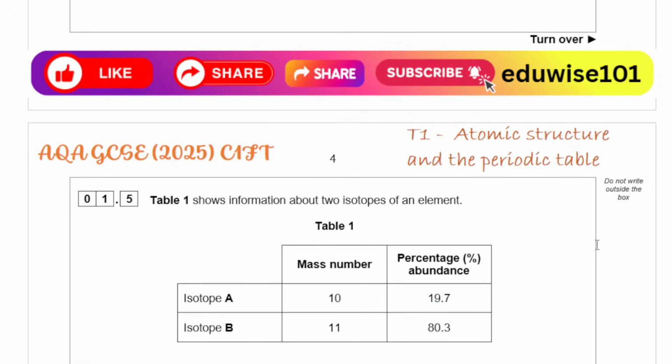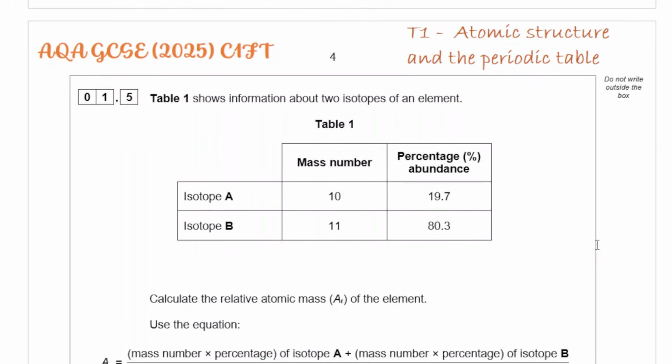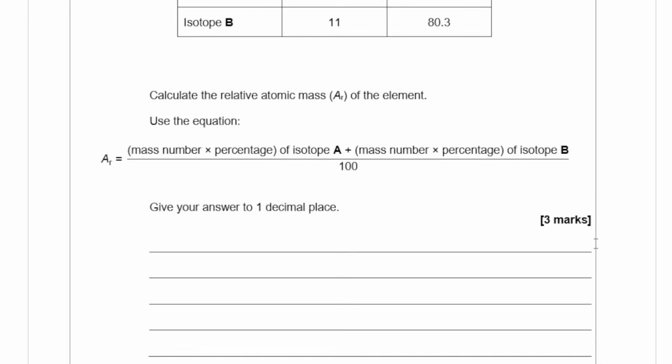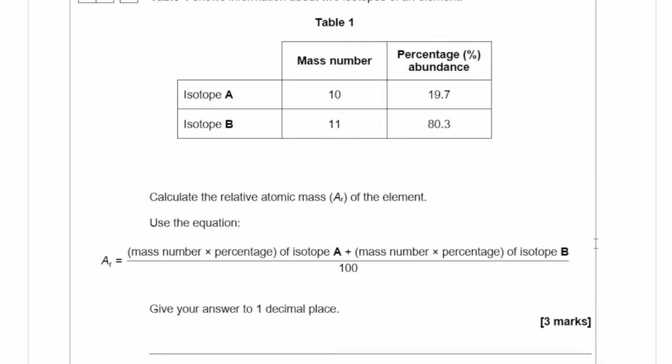Table 1 shows information about 2 isotopes of an element. Isotope A and B each have a mass of 10 and 11 with a different percentage abundance. Calculate the relative atomic mass of the element. Use the equation. So we need to multiply the mass number by the percentage of isotope A and then add it to the mass multiplied by the percentage of isotope B.